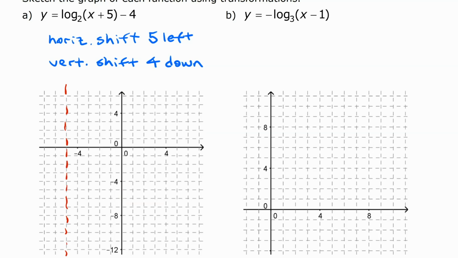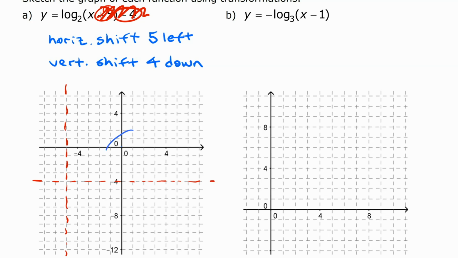And then for 4 units down, that is going to end up right here. So I'm going to put a dotted line there as well. Now I'm going to work from there, and now what I can do is just kind of ignore these two things. I can just graph y equals log base 2 of x from there.